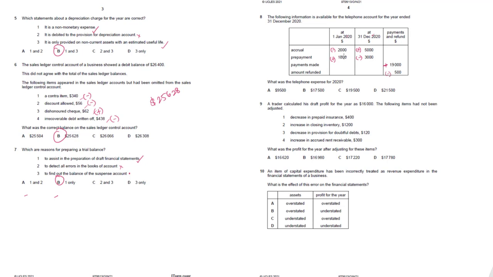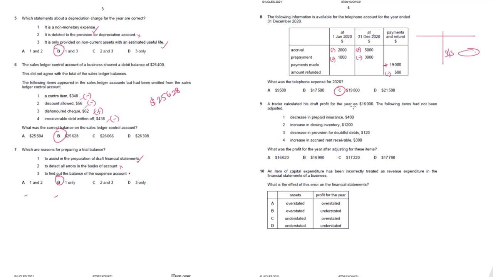So 20 minus 5, 19,508. C. You could also prepare a telephone account, put the amounts on the correct side, and then on the credit side you will have the income statement value. That is the correct answer.